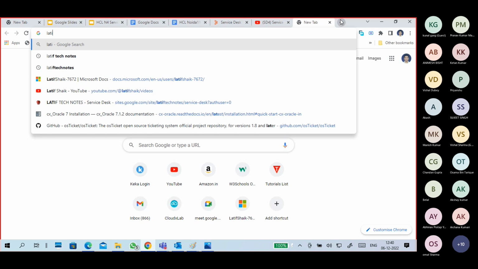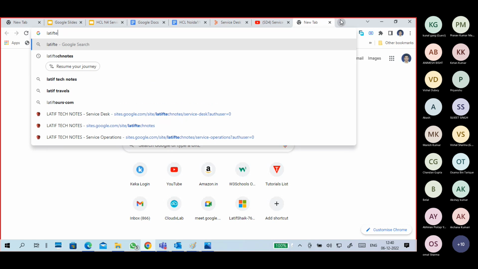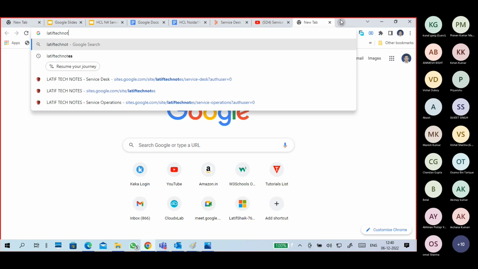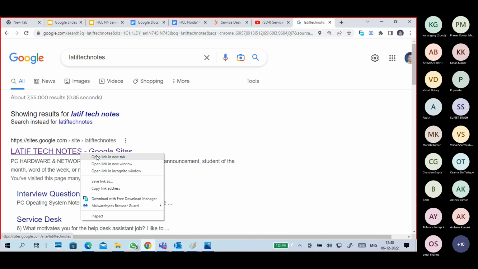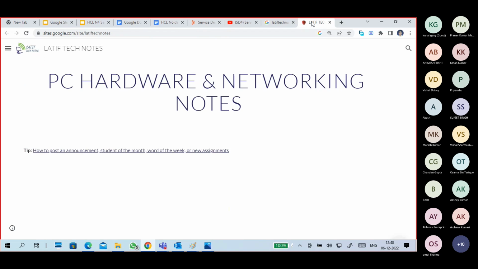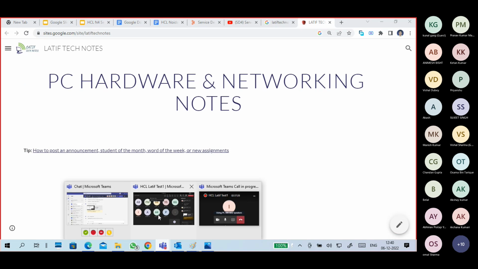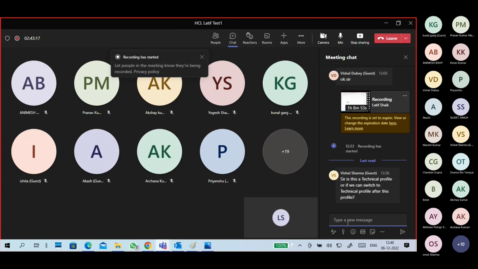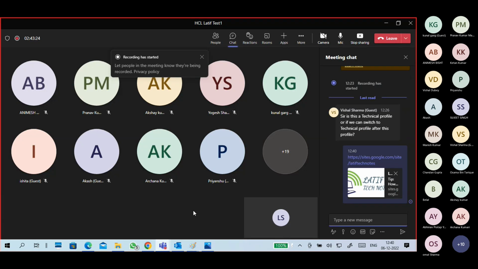Yes, if you type my name, Latif Shaik. No, not Latif Shaik, Latif Tech Notes. If you type Latif Tech Notes in Google, it opens my Google site. This Google site is a technical profile, or we can switch to a technical profile after this profile.